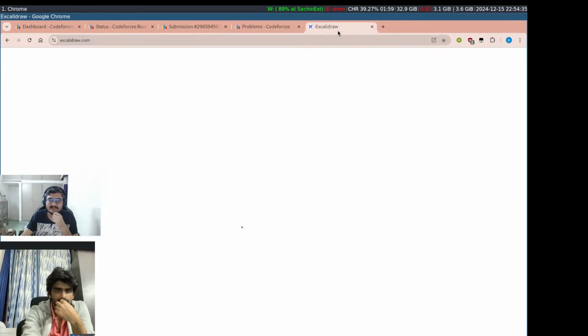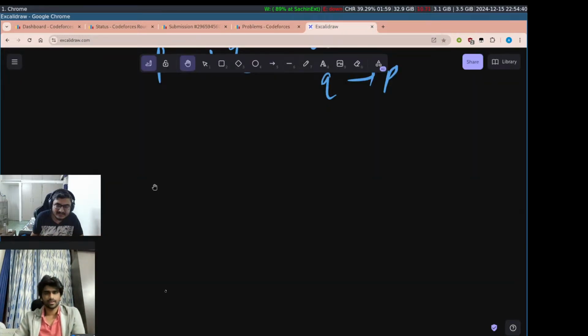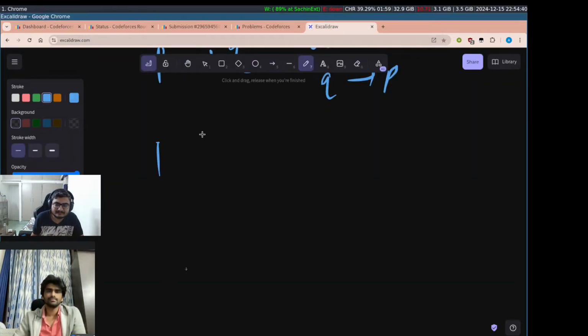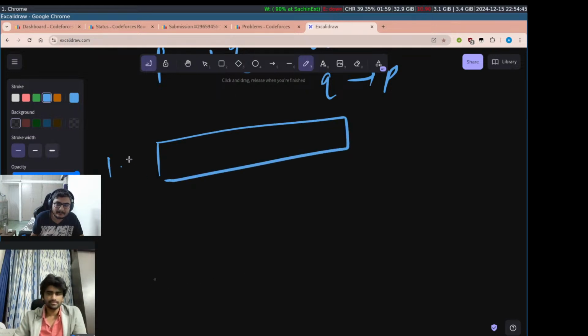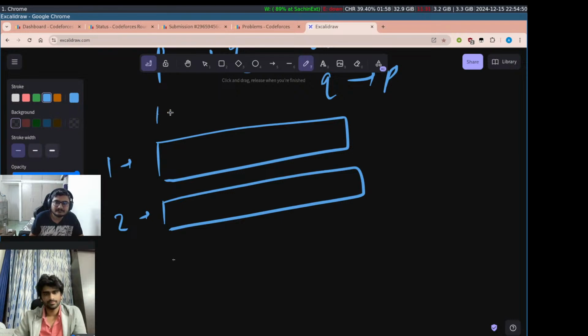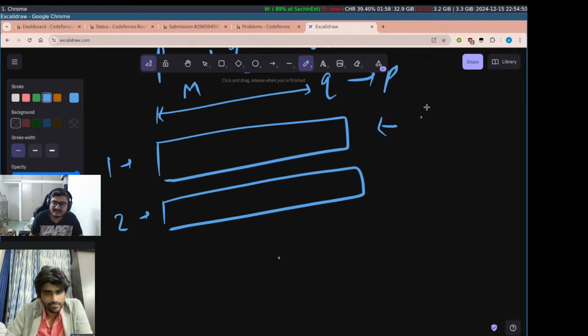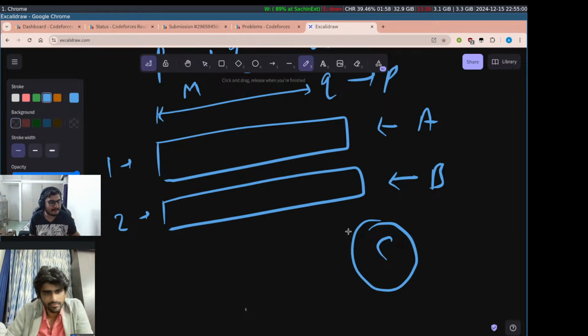So essentially we have three different types of people. We have M seats in the first row, M seats in the second row. We have A people who want to just sit here. We have B people who want to just sit here, and the remaining C can sit anywhere, wherever we want. So probably the idea was to first make people sit who have specific preferences.